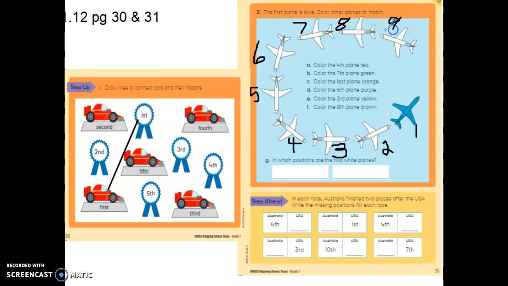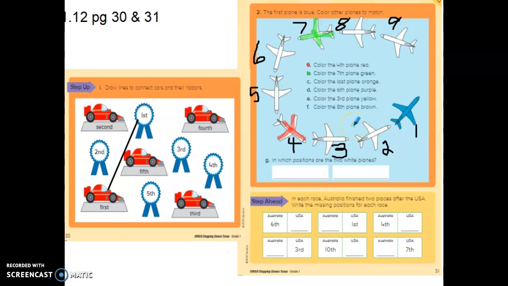All right, so we've got 9 planes. Color the fourth plane red. All right, well, I know the fourth. Here's the number 4. And here's 4. So I'm going to color this one red. Okay, I did that one. Check. Color the 7th plane green. Okay, let me find 7. Oh, there's 7. Green. Check. And you're just going to go down the line.